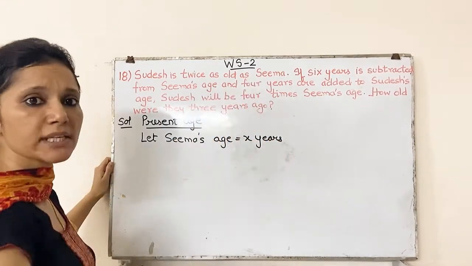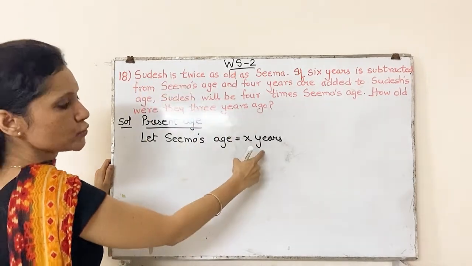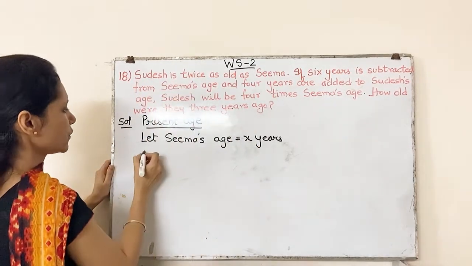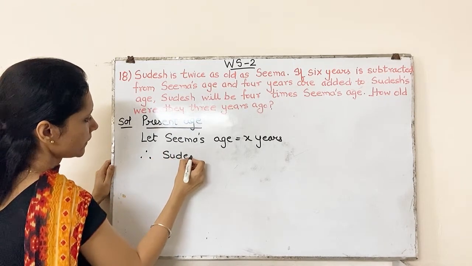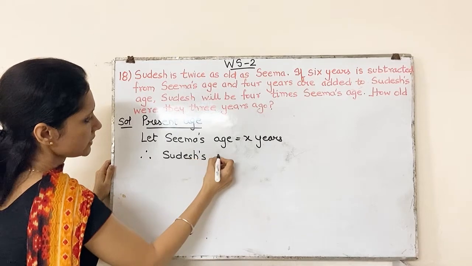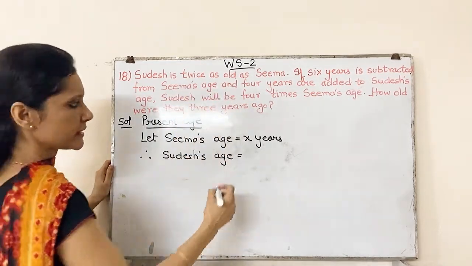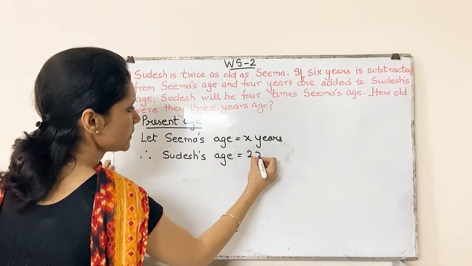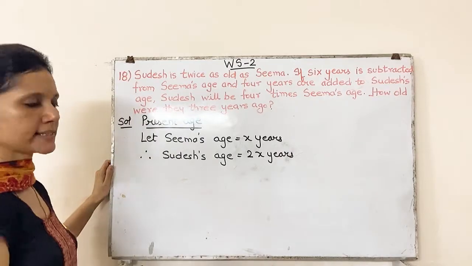Why have we supposed Seema's age? Because if we know Seema's age, we know that Sudesh is twice this age. So we can find out Sudesh's age. Therefore, Sudesh's age is twice Seema's age. Twice means 2 times Seema's age. So Sudesh's age would be 2x years.